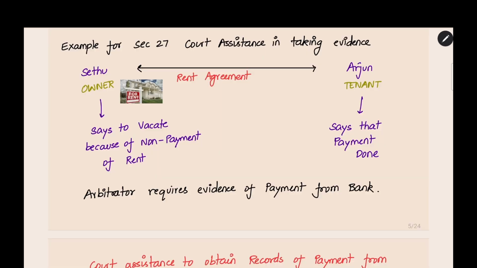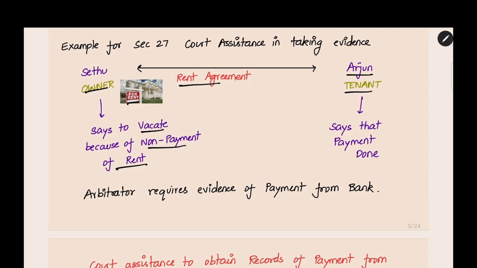This is an example for section 27. For example, we can take that there is an owner of a house. He is giving his house on rent. There is a rent agreement and the tenant is Arjun. They both have a rent agreement and they both also have an arbitration agreement. Now, after some months, the owner comes and tells the tenant to vacate because of non-payment of rent. The owner is saying that you are not even paying rent. I am not receiving any amount from you, so you have to vacate the house or the shop, whatever the building is. Like that, the owner is saying.